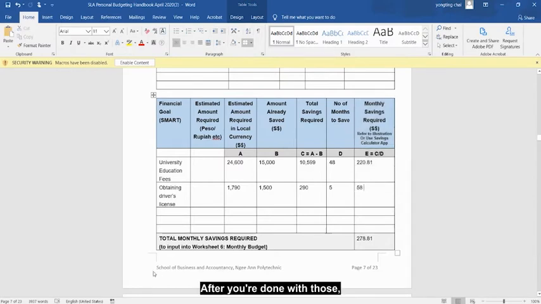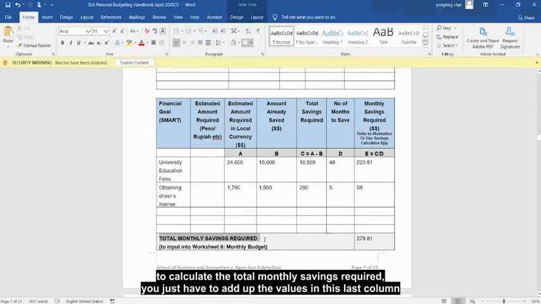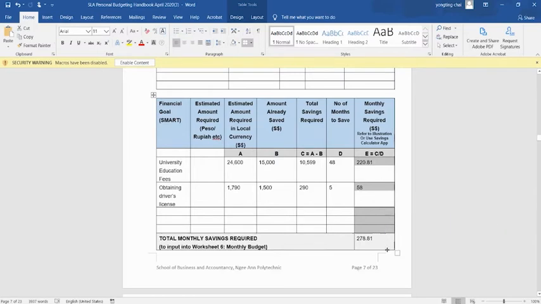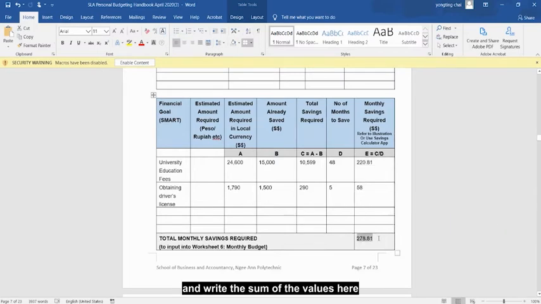After you're done with those, to calculate the total monthly savings required, you just have to add up the values in this last column and write the sum of the values here. That's all for worksheet 1.